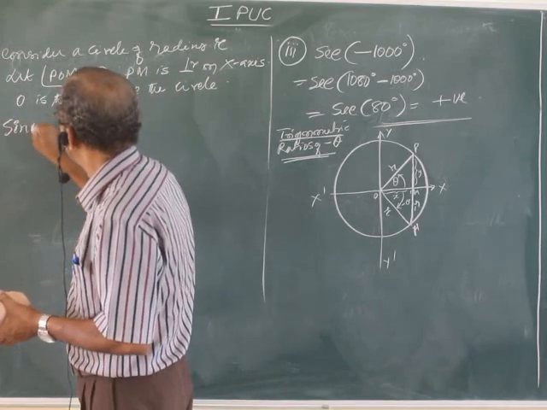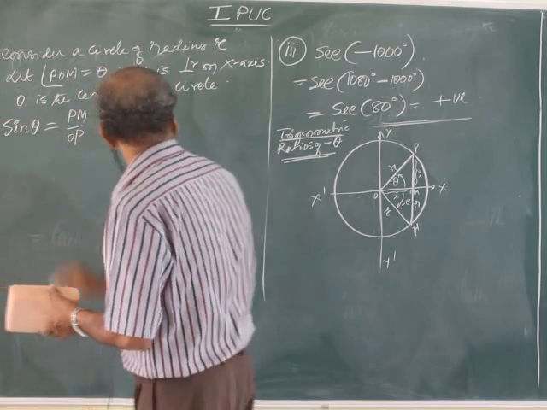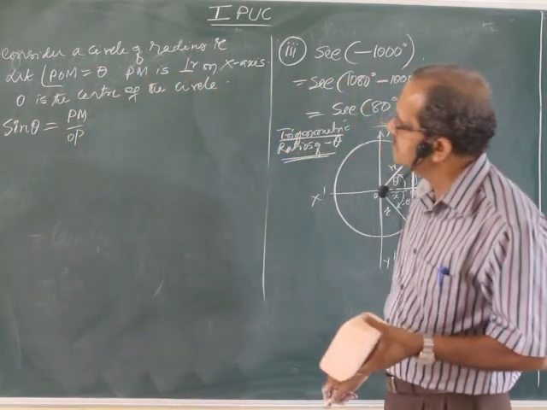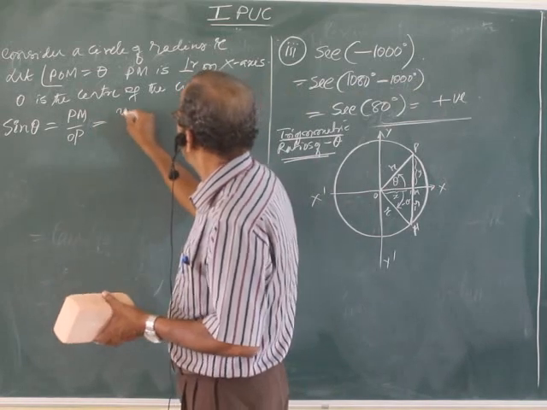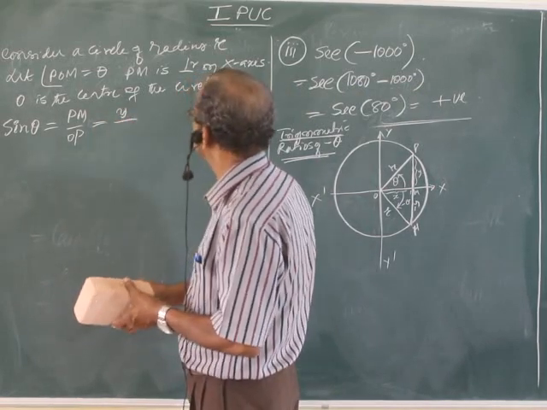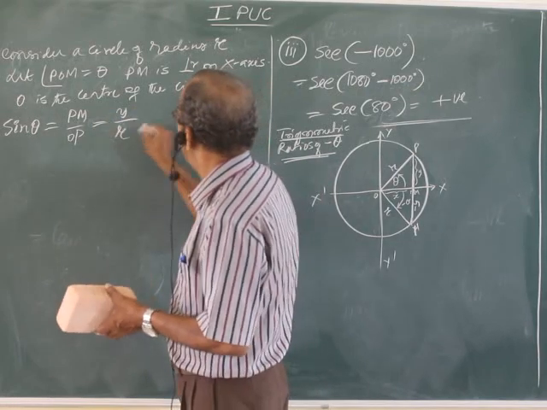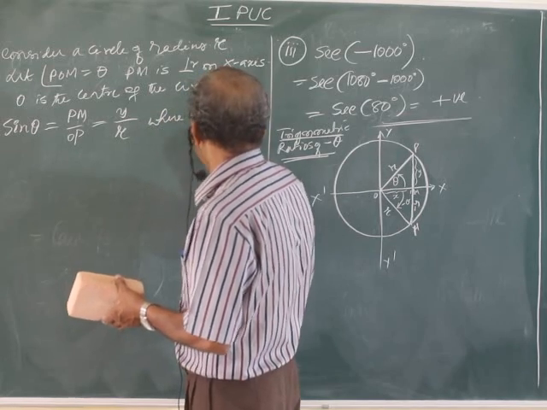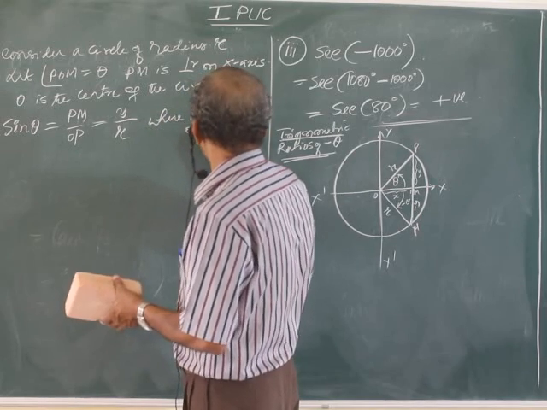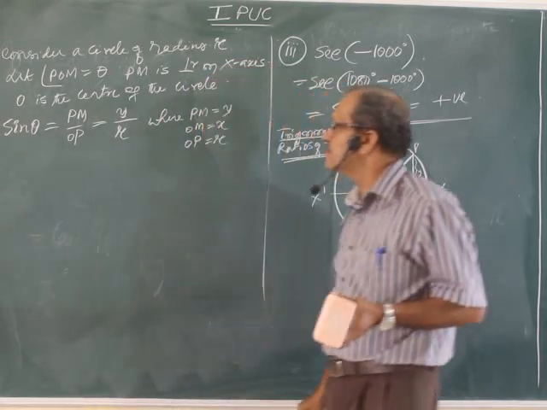Sin theta from the figure: opposite side divided by hypotenuse, equal to y divided by r, where PM equals y, OM equals x, OP equals r.